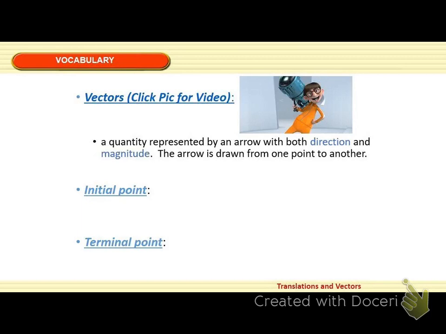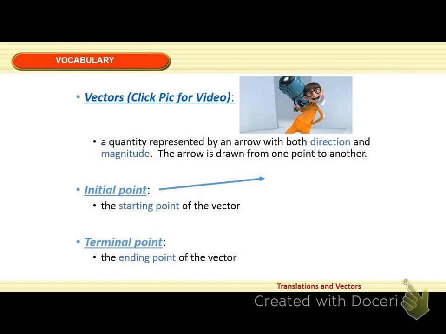So the arrow is drawn from one point to another. The first point is called the initial point. That's the starting point of the vector. And then the ending point is the terminal point. Now, when you draw this in, it looks like a ray. The difference between this and a ray is that a vector ends. It has a terminal point, whereas a ray does not.